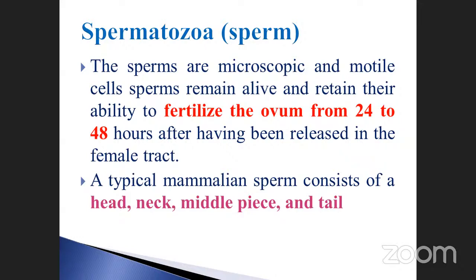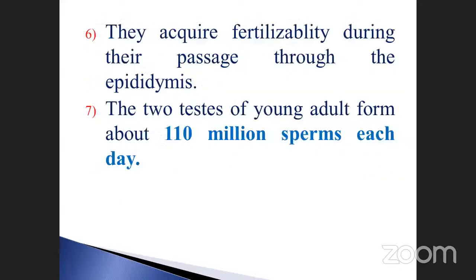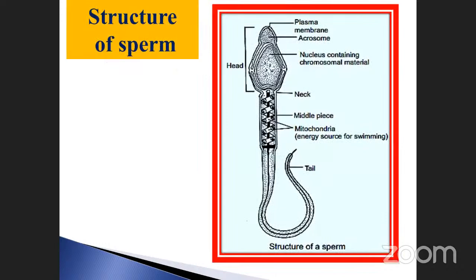Okay, the typical mammalian sperm consists of the following parts. What are they? The main parts are the head, neck, middle piece, and also the tail. These 4 parts are very, very important. See here one by one very deeply. The acute fertilizability is acquired during the passage through the epididymis. The 2 testes of a young adult also produce how many sperms? 110 million per day. Okay, we cannot calculate that.